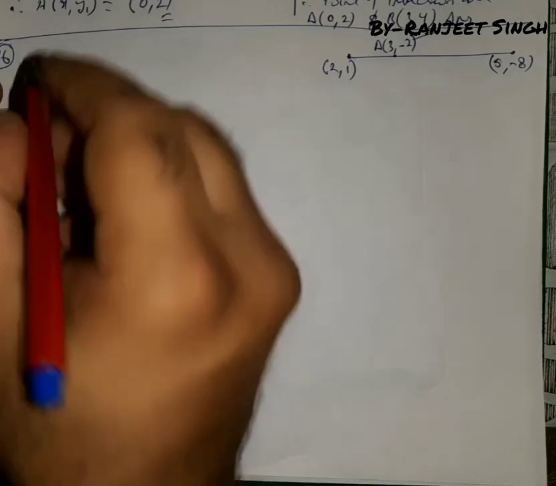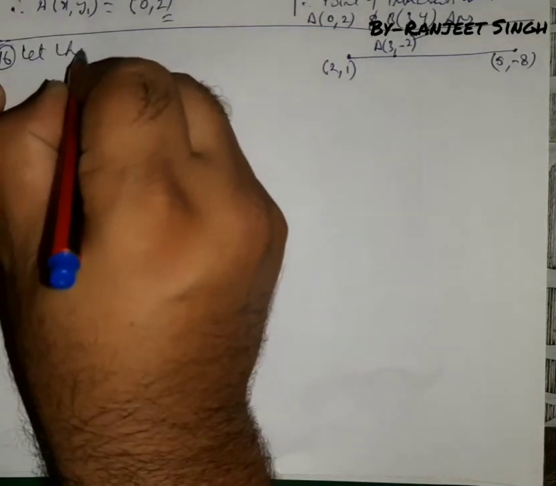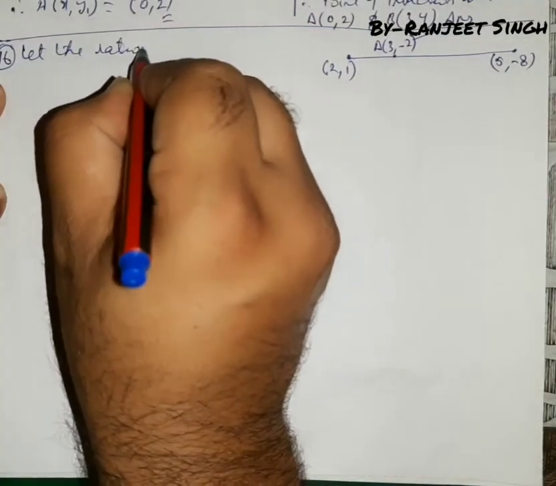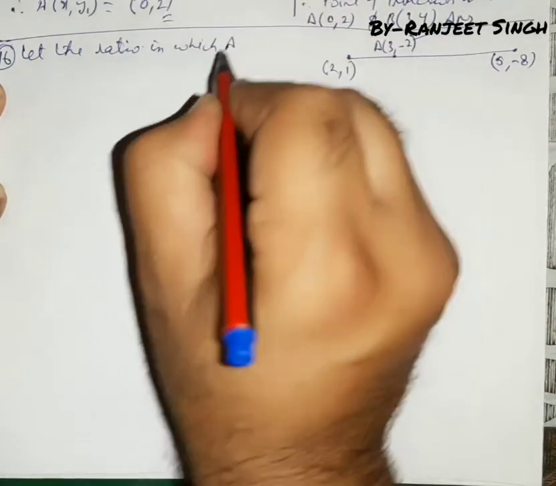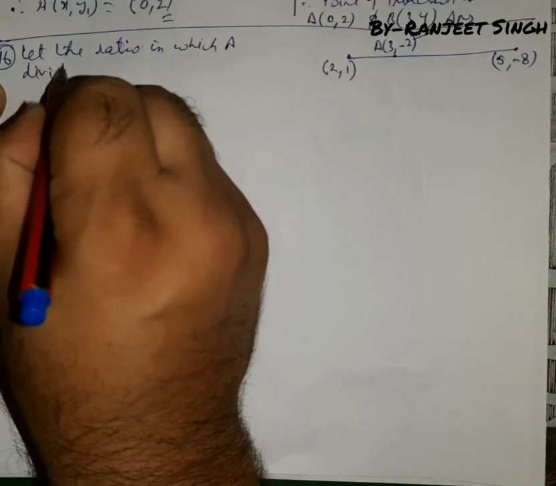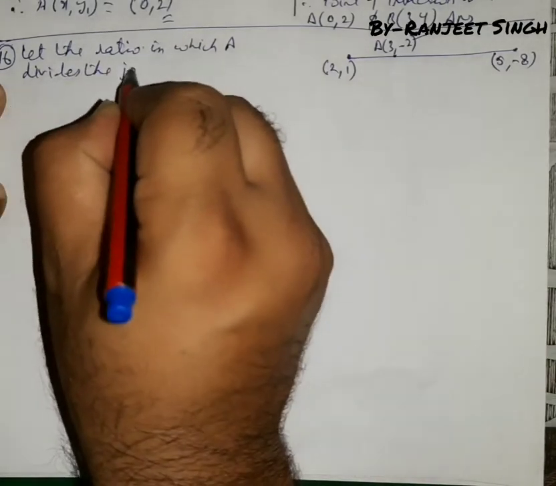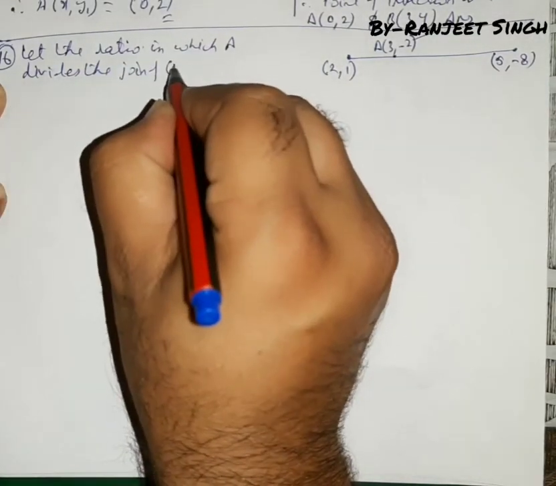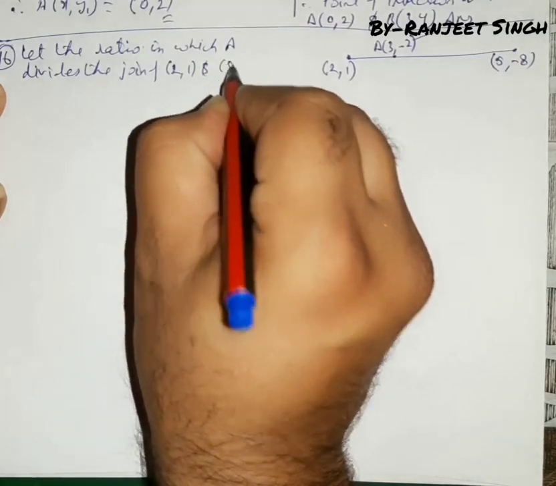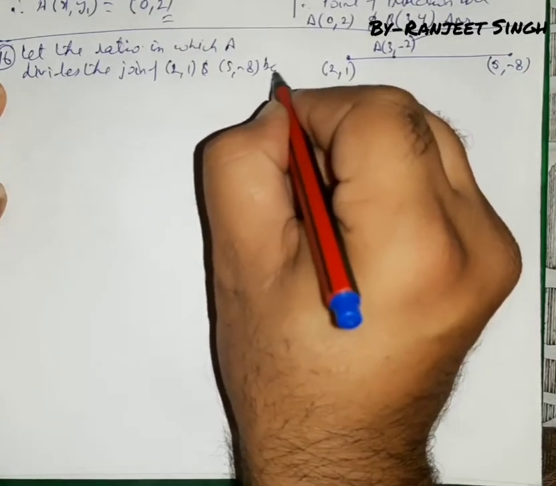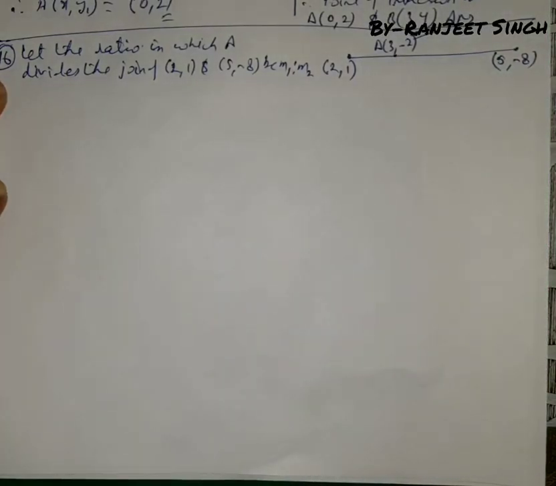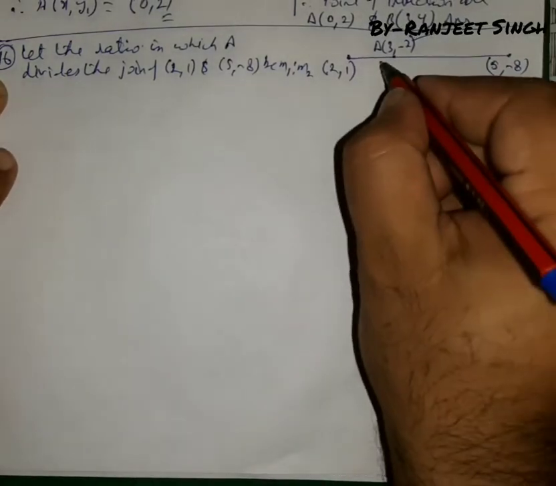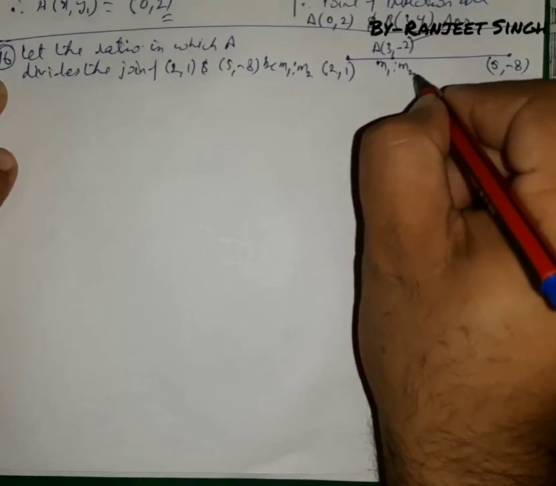So let the ratio in which A divides the join of (2, 1) and (5, -8) be M1:M2. So we are using the ratio as M1:M2.